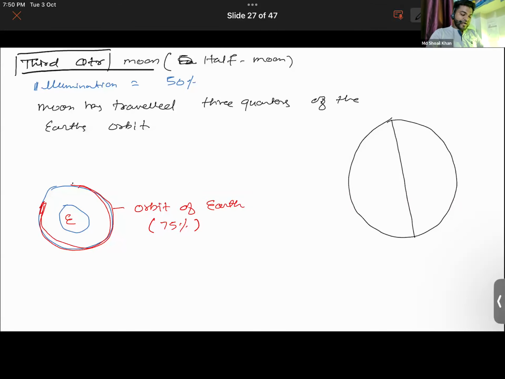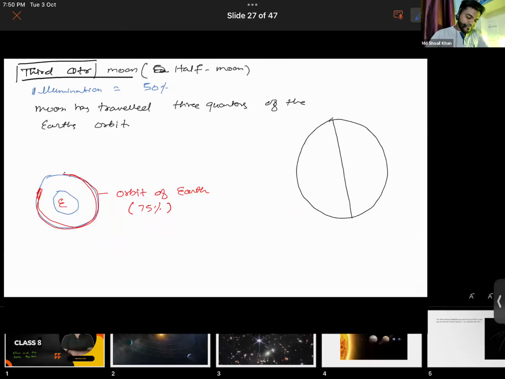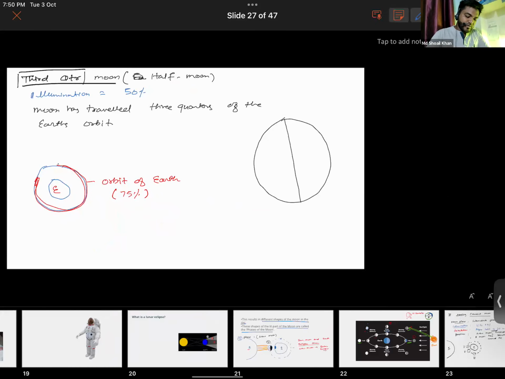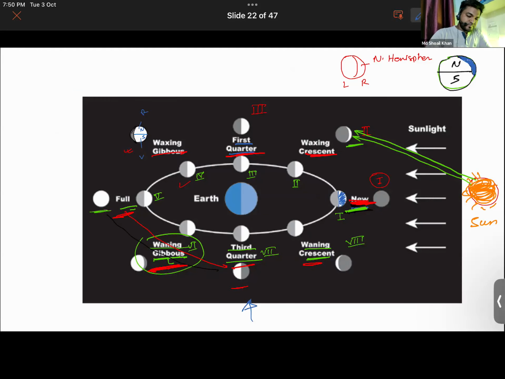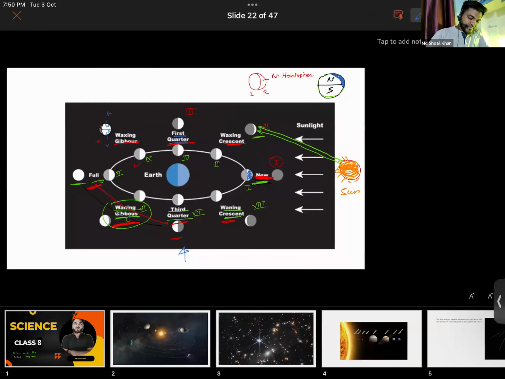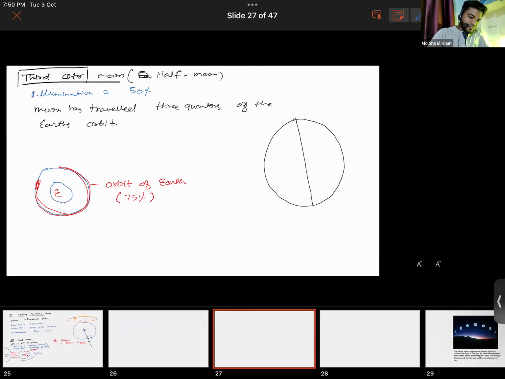Also, if you were to look at the position of the moon, look at the diagram again. It is again the southern hemisphere here. Or if I were to draw a separate diagram, it would somewhat look like this.